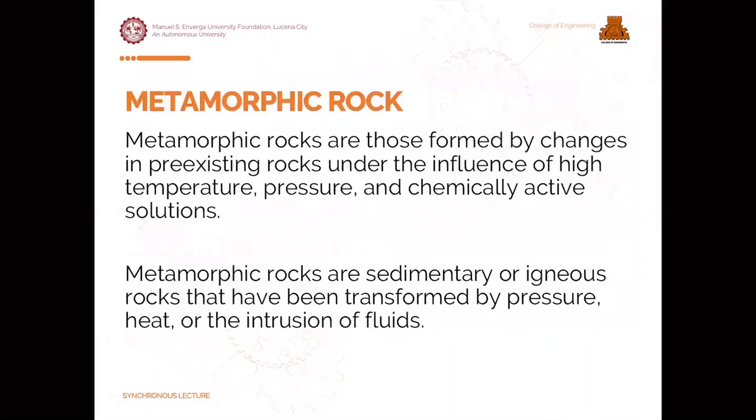Then we have yung third and last classification ng rock o yung major type ng rock which we call metamorphic rock. These are formed by changes in the pre-existing rocks under the influence of high temperature, pressure, and chemically active solution. Okay. Ito yung pinaka-importanteng property ng metamorphic rock na nag-exist siya dahil sa high temperature and high pressure lagi. Okay? Later, i-discuss natin kung paano nag-change yung relationship ng mga rocks na to with one another, no?